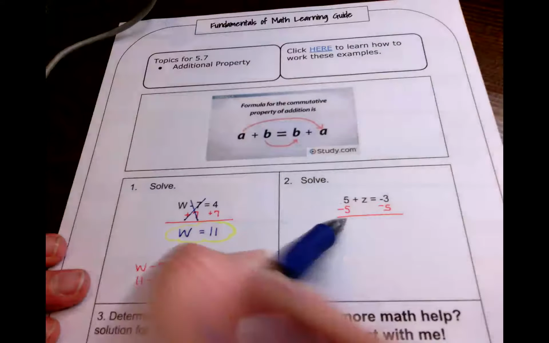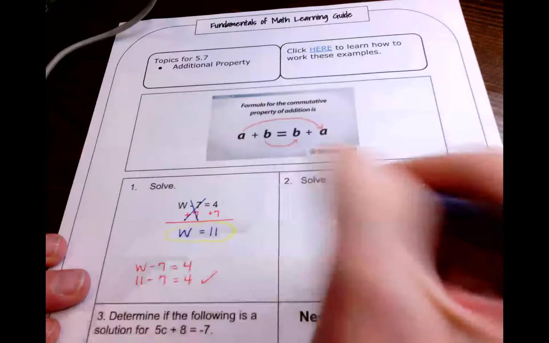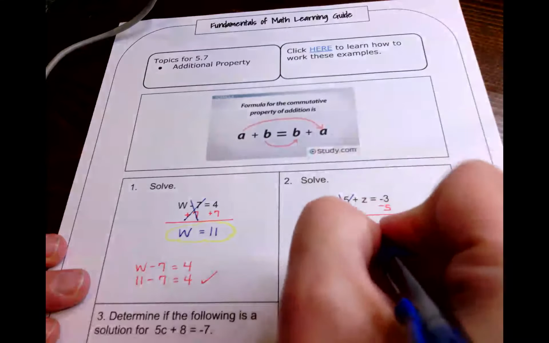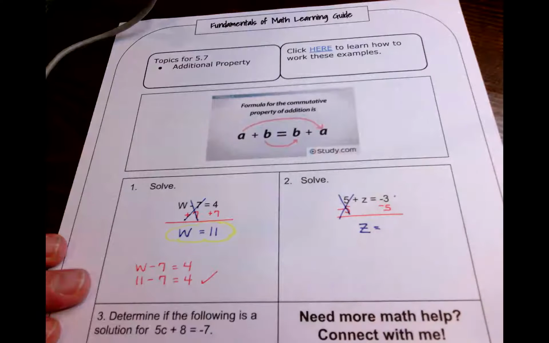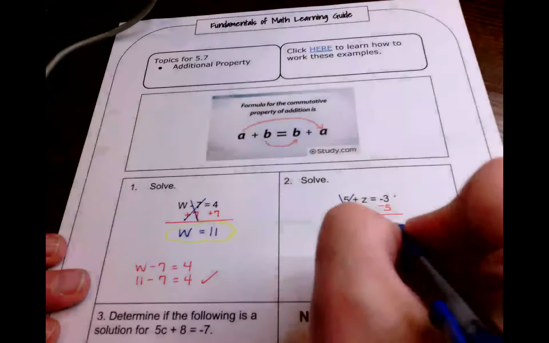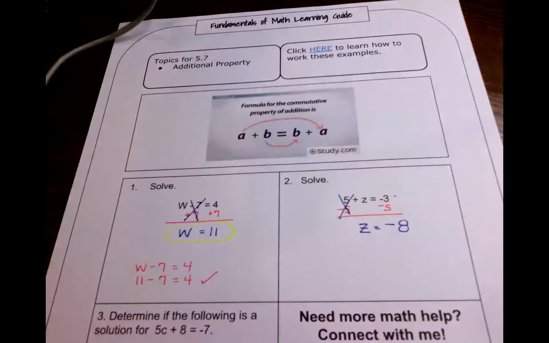When I do that, again, plus 5 minus 5 goes away. I'm left with the z all by itself. And then I've got negative 3 minus 5. You may want to do that in your calculator just to help with the negatives, but you're going to get negative 8 there.